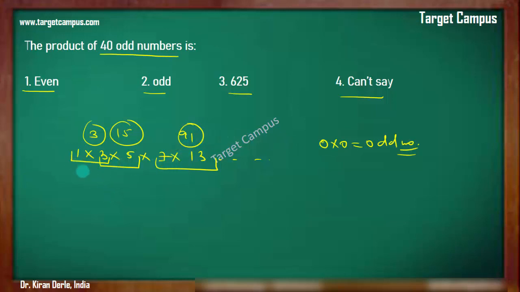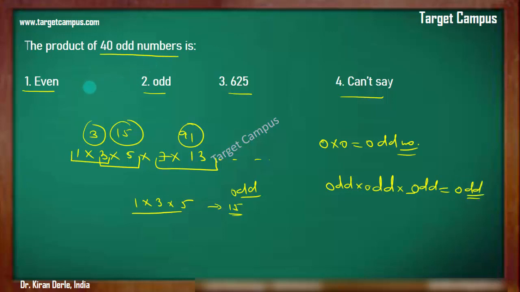So odd into odd. Now if you multiply three odd numbers, still you are going to get the odd number only. You will not get the even number when you multiply odd numbers, irrespective of the number of times. The multiplication will always be odd. I hope you are getting this point, right?